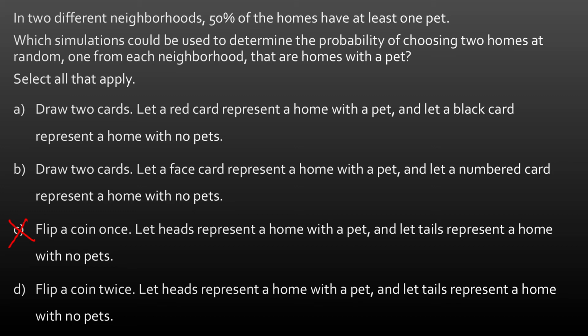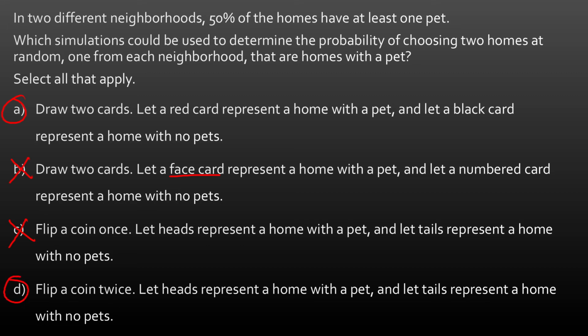The first option here says drawing 2 cards, letting a red represent a home with a pet and black representing a home with no pets. This one works because I have a 50-50 chance of picking a red card or a black card. In a deck of cards, half the cards are red and half the cards are black, so that one works. B says drawing 2 cards and letting a face card represent a home with a pet. This does not work because you don't have a 50-50 chance of picking a face card from a deck of cards.